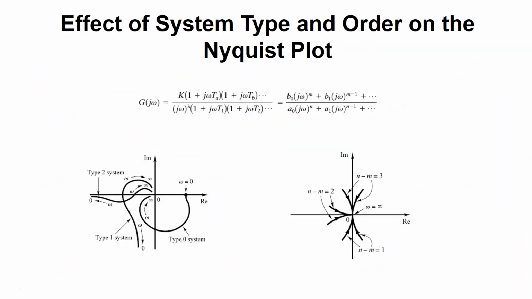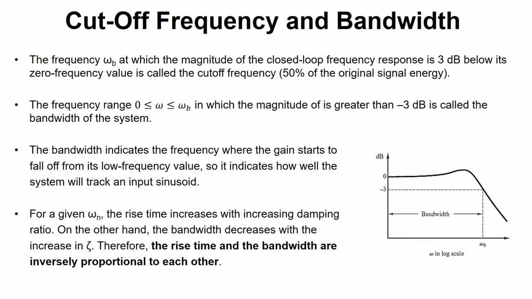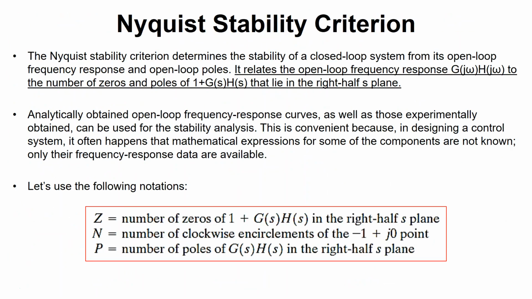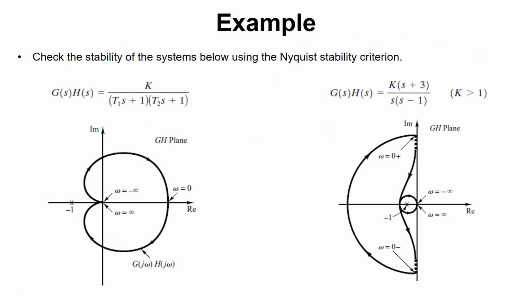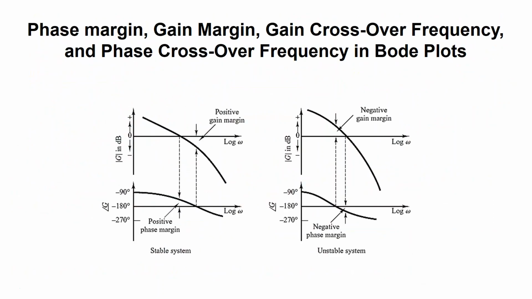Well, the mid-range is where you have the gain crossover and the phase crossover frequencies, if you remember, right? Which we had here, correct? The frequency at which the magnitude is 0, we call it gain crossover, and the frequency at which the phase is negative 180, we call it phase crossover. And then based on that, we can find phase and gain margin. And these are the mid-range frequencies.